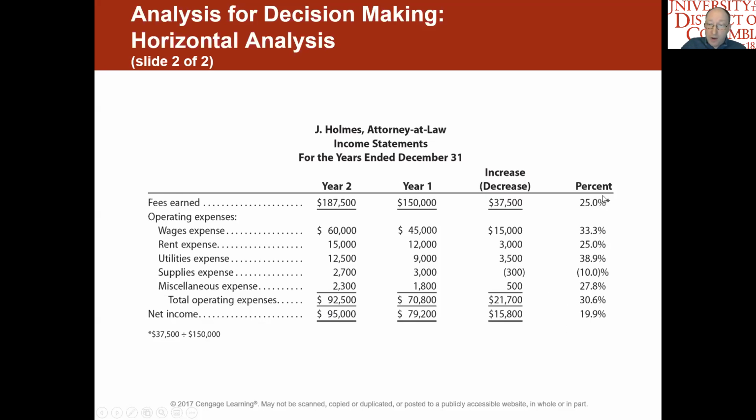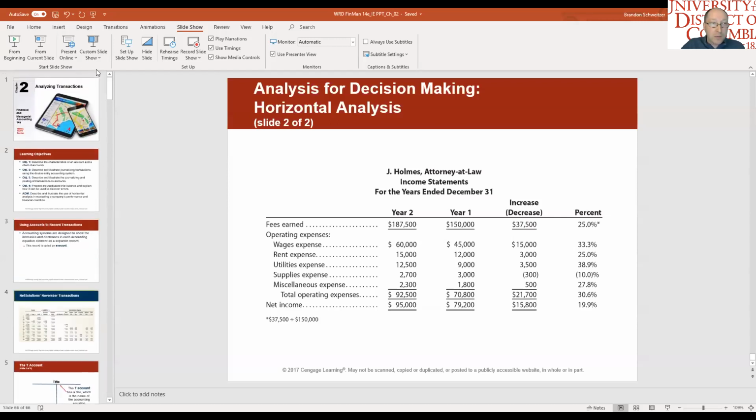Now, how did I get 25% of fees earned? I took our difference, 37,500, divided by our year 1 of 150,000 to get 25%. That's how you get your percentage. You take your revenue in year 1, you take the change from year 2 to year 1, divided by year 1's revenue to get your percentage. That's how you get a percentage. And that is analyzing transactions.